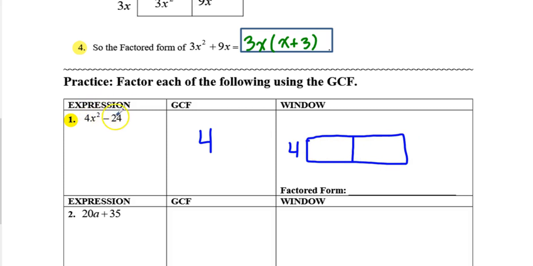And each term, remember, terms are expressions separated by addition or subtraction. So each term gets its own window pane. The 24 gets the negative sign. 4 is my GCF, so I'm sort of undistributing here, and I'm writing 4 times what makes x squared? Hopefully you thought x squared. And then 4 times what makes negative 24? Hopefully you thought negative 6. So that means the factored form has 4 on the outside and x squared minus 6 on the inside. Sort of undistributing this by taking out the greatest common factor from each term.